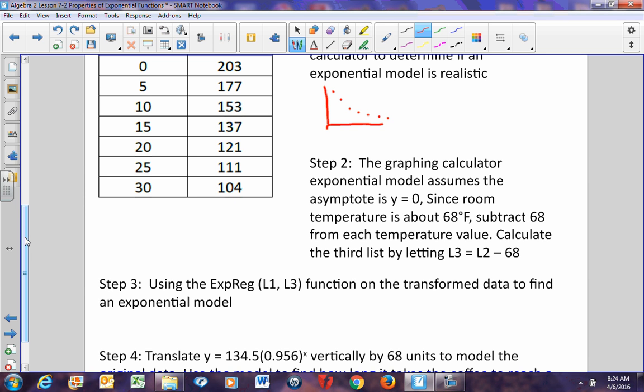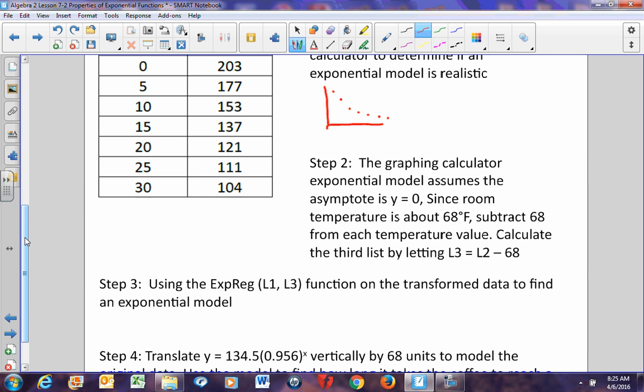I'm going to put an equation here, and I'm going to put in time minus 68. So T is going to equal time minus 68. Okay. Excuse me, it should have been temperature minus 68. I messed that up. So go back up there and put temperature minus 68. So temp, T-E-M-P, minus 68.